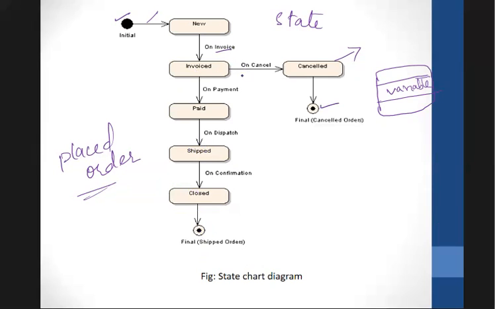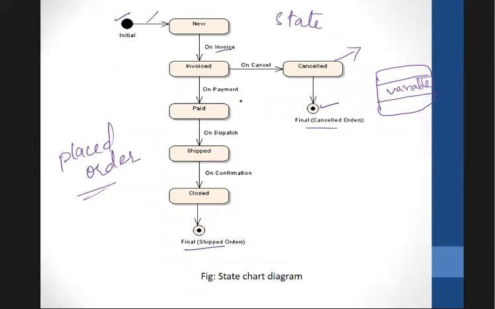Whereas when the invoice is generated, suppose you're just window shopping, you check the amount and just exit the app, then the order is cancelled. Then that is the end, that is your cancellation order. And when the order is being shipped, that is also a final state.